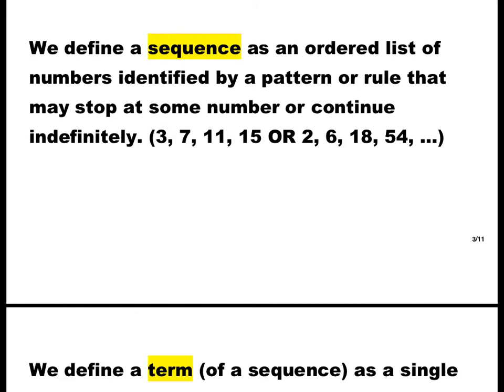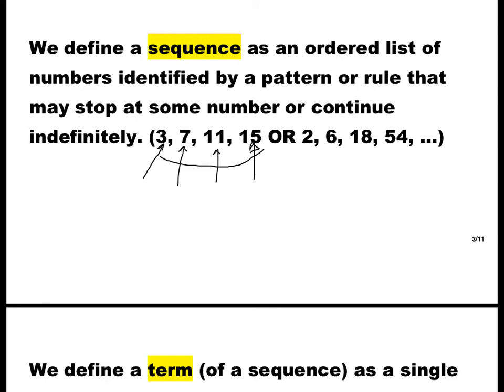If you look at this sequence, it starts at 3 and it stops at 15. There are 4 terms here. Every one of these numbers is called a term. Now the rule here is that you have to add 4 to every previous number to get the next number.